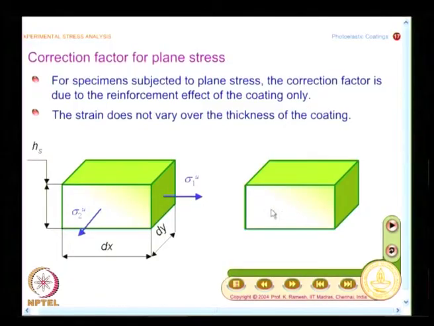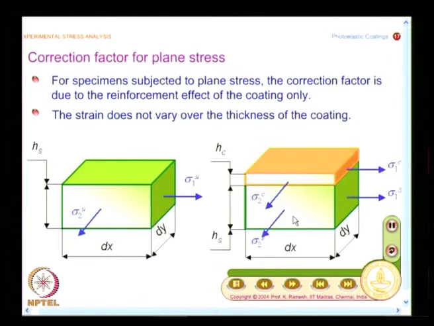So, I bring in a correction factor to do this, and this shows the load sharing. I have a coating, which for discussion is drawn very thick, so that you see the coating sitting very prominently. So, you have the specimen thickness as Hs, coating thickness as Hc, and in an uncoated specimen, I will have the specimen taking the load of sigma 1 u. The superscript u denotes that these are the stresses developed in an uncoated specimen.